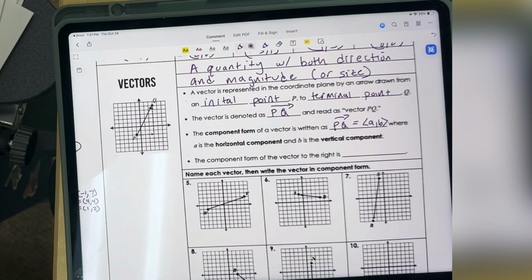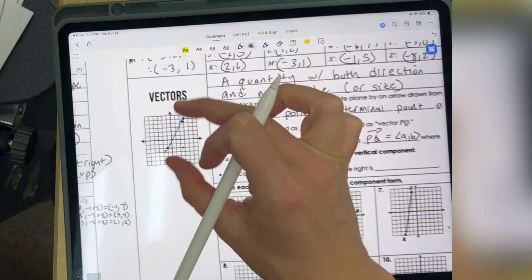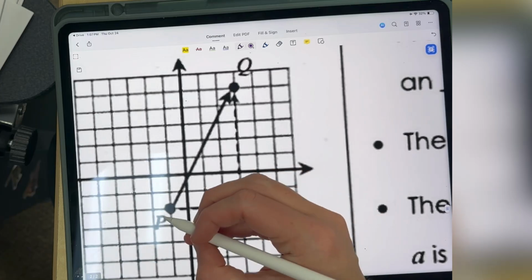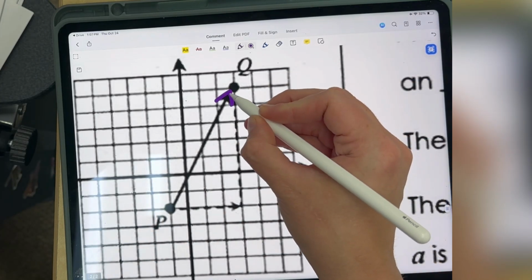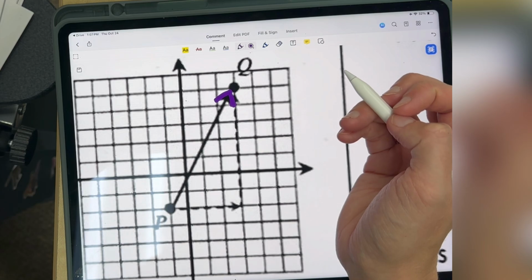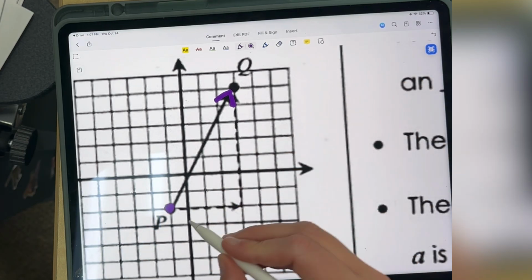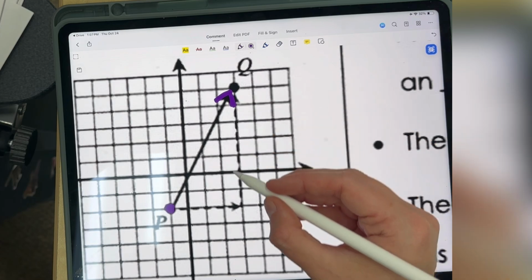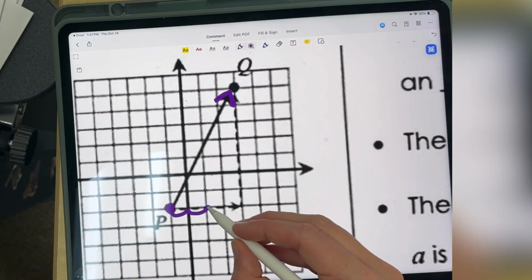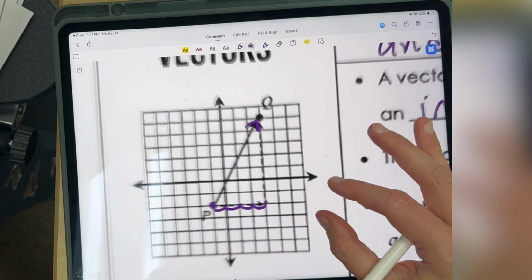Okay, so how you're going to do this is you're going to start at P and you're going to say how many hops does it go to the left or the right. So let's see that first. Let's zoom in very far. If I wanted to go from P to the terminal point Q, how you know where the terminal point is, guys, is there will be an arrow for the terminal point. So you're starting at P. How many hops on the x-axis does it go till it's in line with Q? Well, it hops 1, 2, 3, 4 to the right.